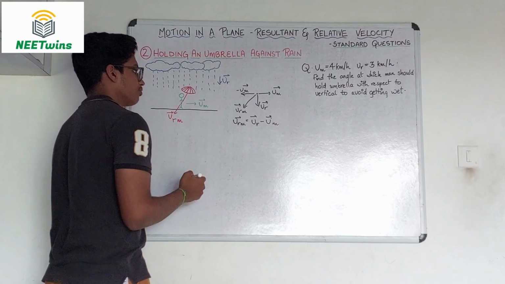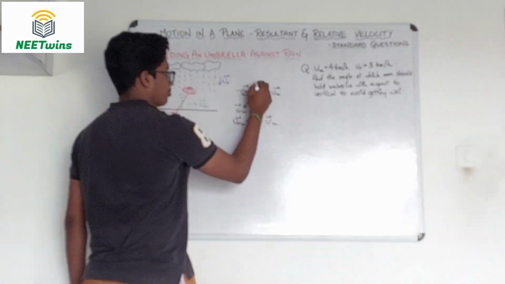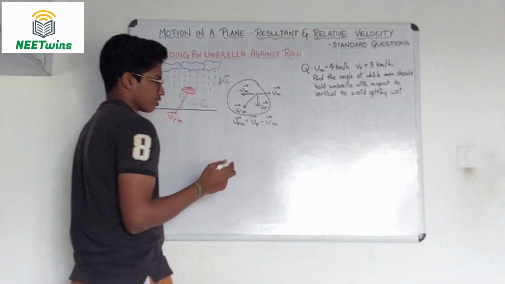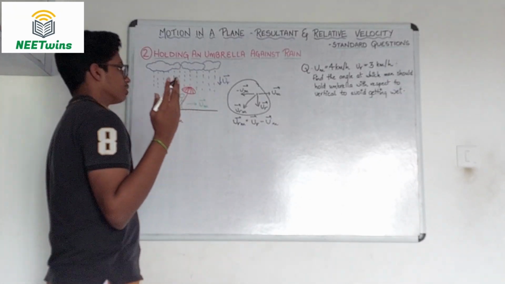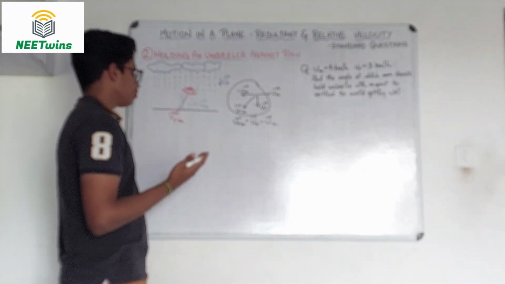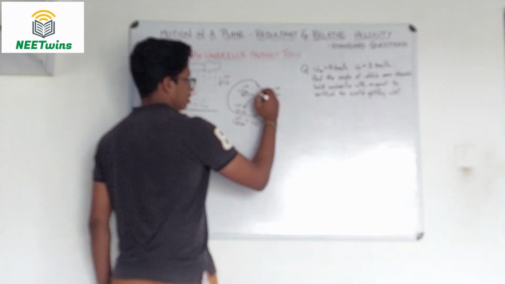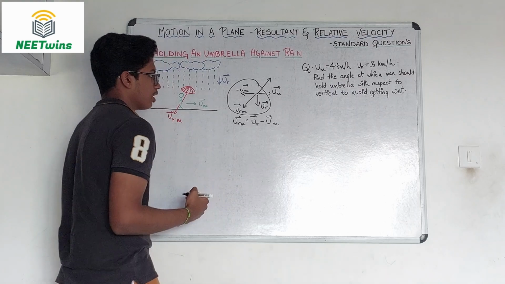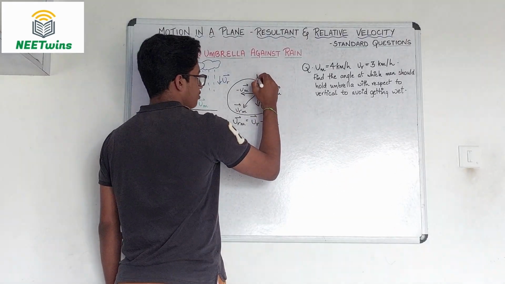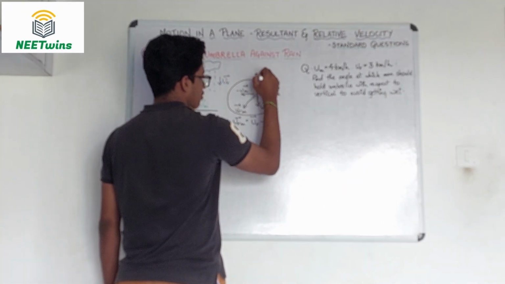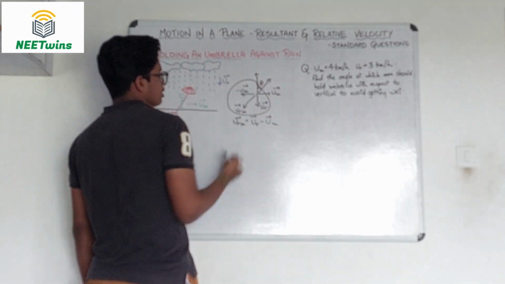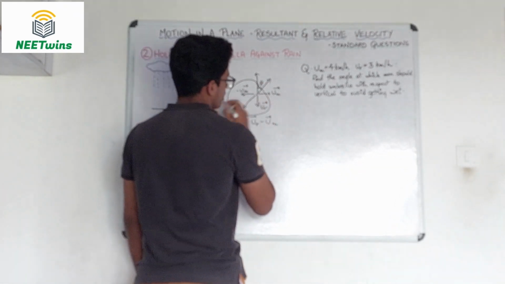Since we have found Vrm vector very easily by considering this parallelogram, now all we have to do is just take the opposite of Vrm, which is the direction in which you should hold the umbrella, and in most cases they ask the angle with respect to the vertical. So if you draw a vertical like this, it is this angle that they are asking for. So very easily we are able to find this angle.